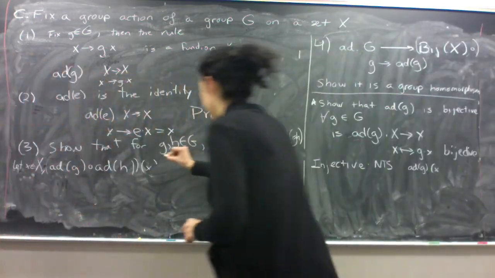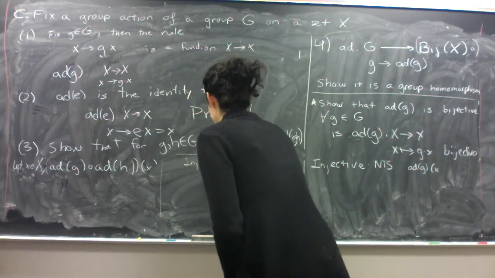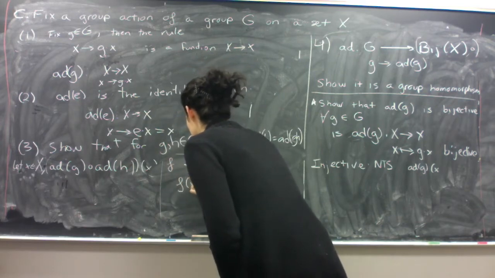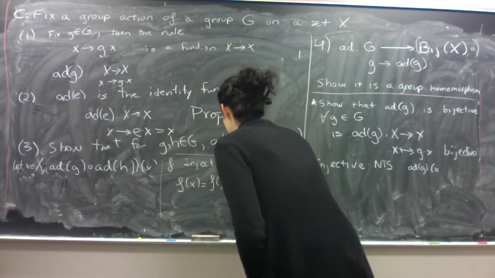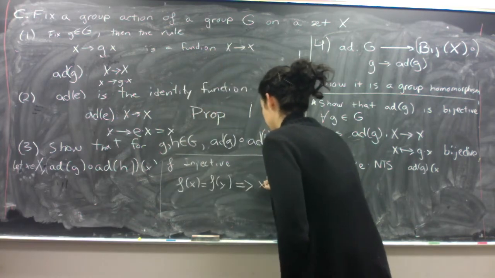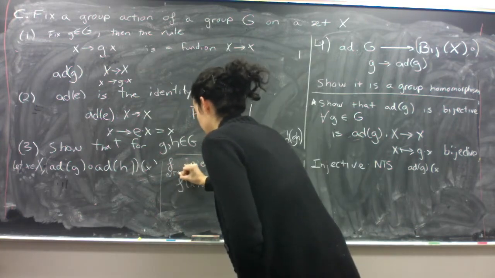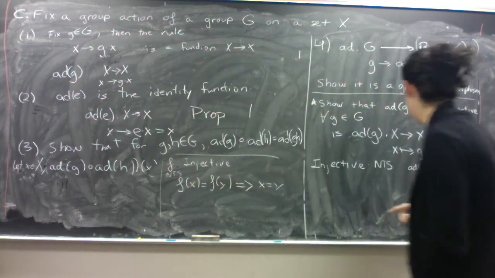So for injective, what one needs to show, for a function f to be injective, is that if f(x) is equal to f(y), then x equals y. Right. Okay, and now f, the thing that we want to show is injective, is add g.